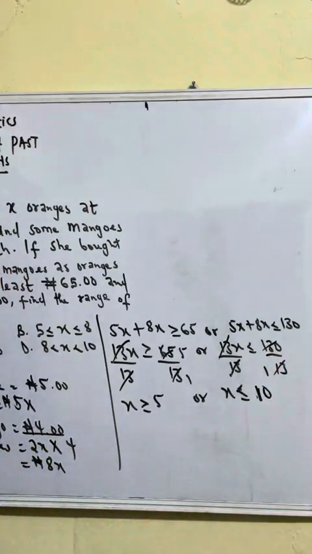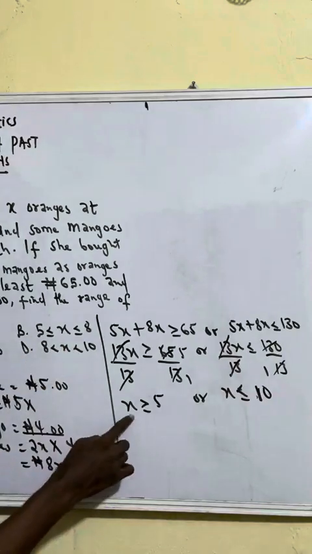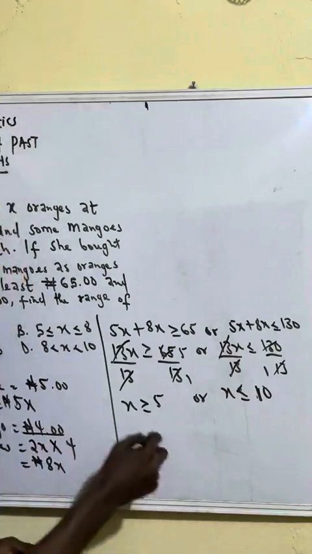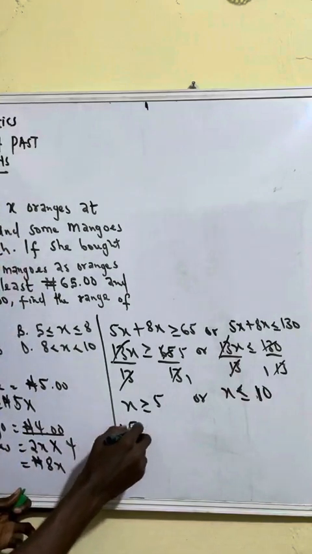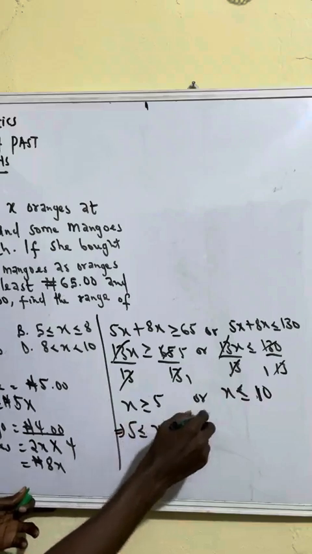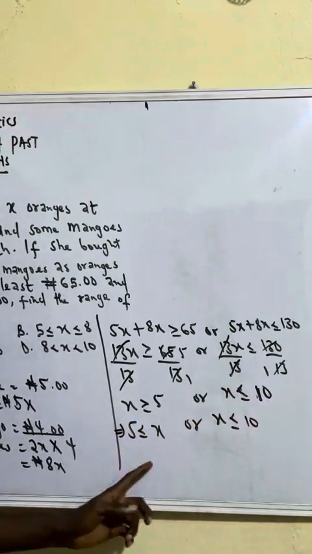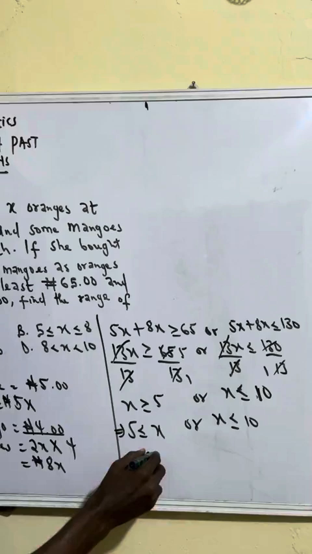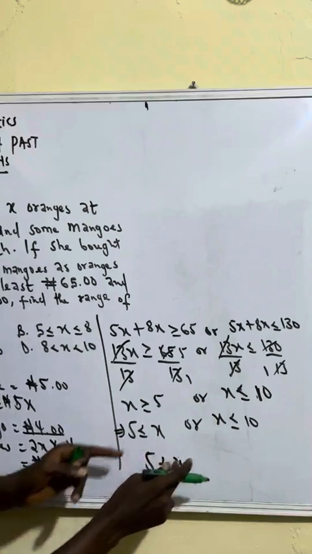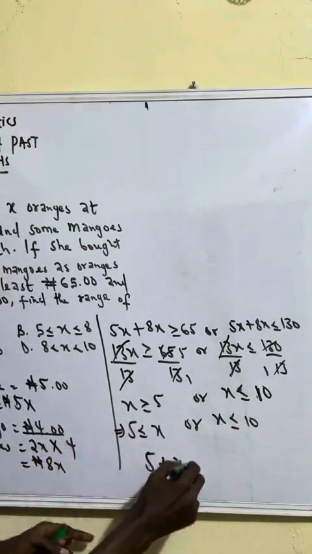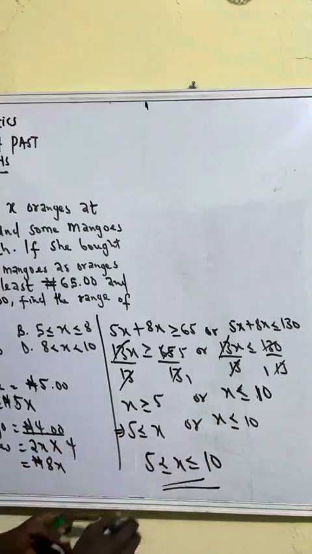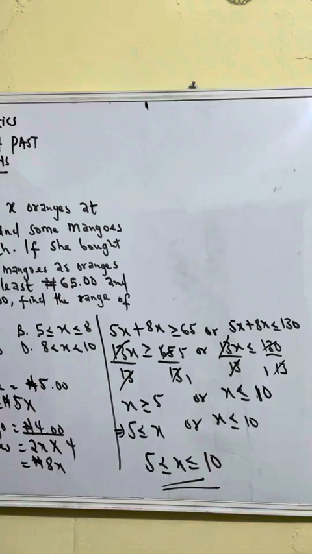So I want to put my inequality in this form. If X is greater than or equal to 5, this implies that 5 is less than or equal to X. This other one we don't need to do anything to: X is less than or equal to 10. So I can combine both of them to have 5 less than or equal to X, less than or equal to 10. So this is how we can combine it. So the correct option is option C. Thank you.